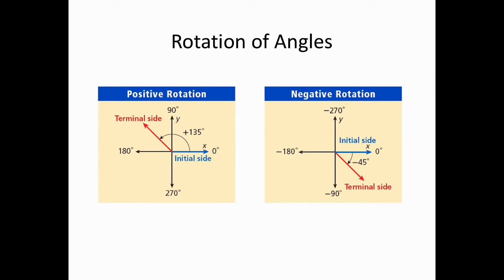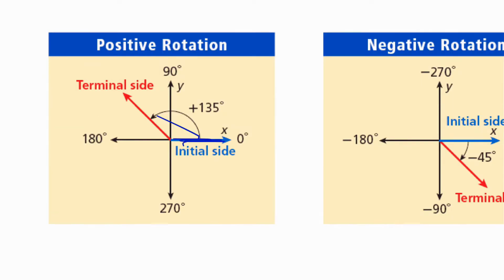So the initial side, we're always going to be starting on the positive x-axis. So we're always going to be starting over here. And if we have a positive angle rotation, I'm going to sometimes say we're going to rotate up from that initial side. So like kind of moving in this direction. Moving up. But there's a better way we can describe that. The way we can describe that is counterclockwise.